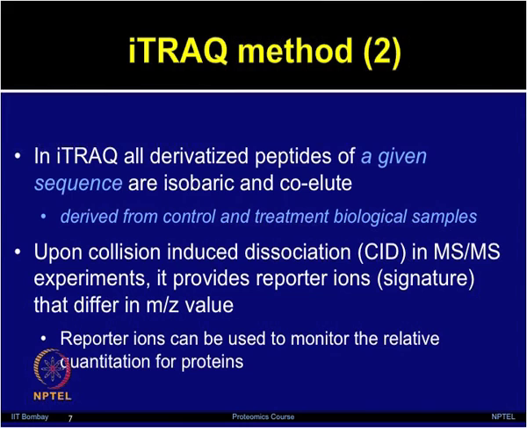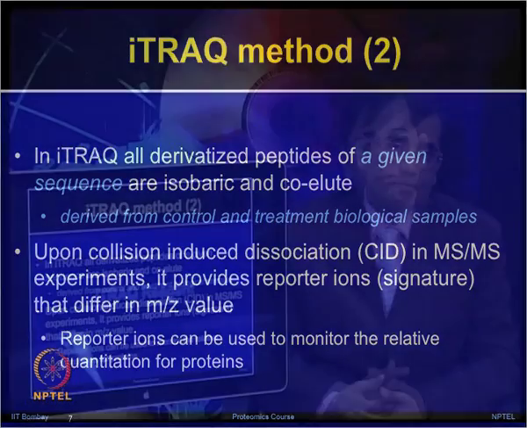In the iTRAQ method, the derivatized peptides of a given sequence are isobaric and they are co-eluted, because they are derived from the control and treatment biological samples. So, in the mass spec, upon collision induced dissociation during the MS-MS experiments, it provides a reporter ion, a signature ion which differs in mass to charge ratio. The reporter ions are used to track the quantitation and can be used to monitor the relative quantitation for proteins. Now, we will discuss the iTRAQ reagent.